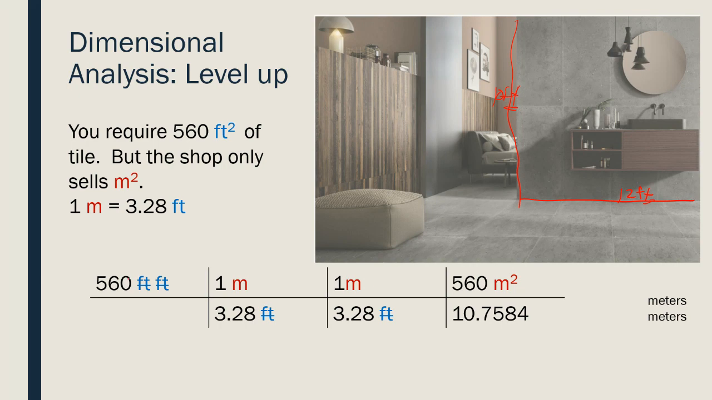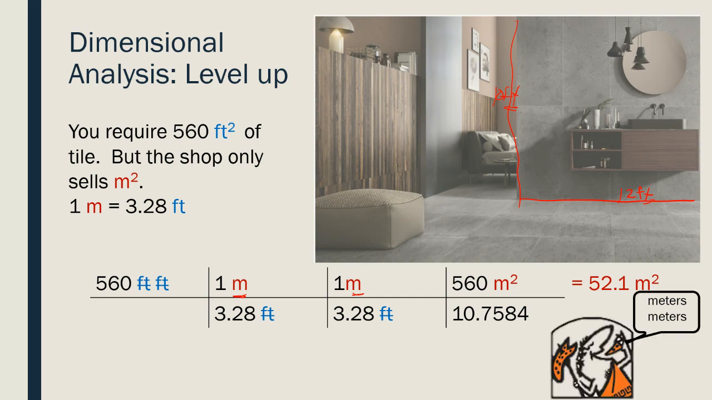And then what you get is multiply the tops. 560 times 1 is 560. The meters has now been multiplied twice, so it's meters squared. And then the denominator, 3.28 feet times, well, feet's gone. So 3.28 times 3.28 is 10.7584. When you divide 560 by 10.7584, you get 52.1 meters squared. And that is meters, right? So now you know how many meters by how many meters you need, and you can order the tile from Italy.